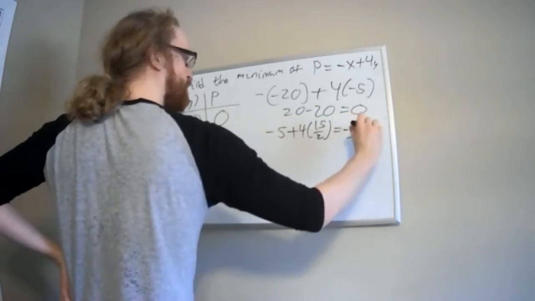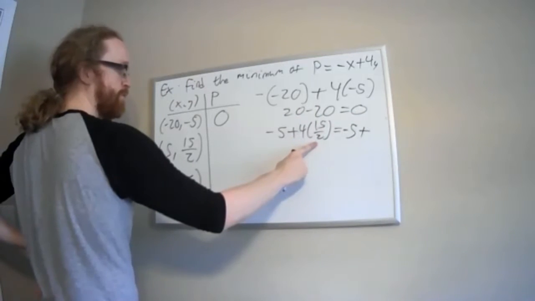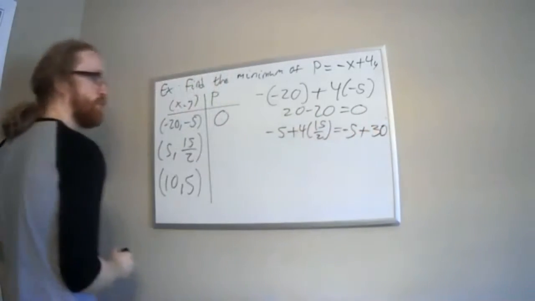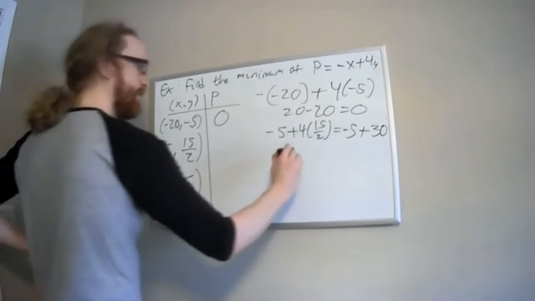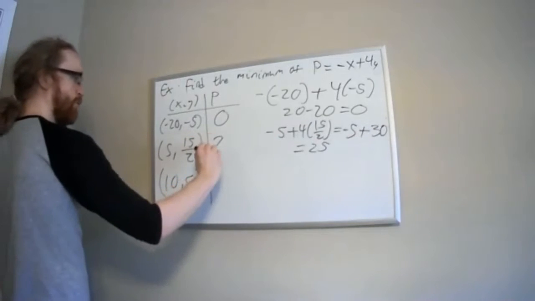That's -5 plus 4 times 15/2. Well, 4 divided by 2 is 2, which then times 15 is 30. So I'm going to get 30. So -5 plus 30, and that is 25. So when I plug in this corner point, I get 25.